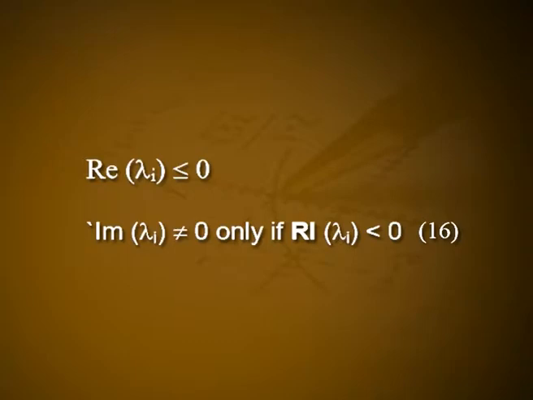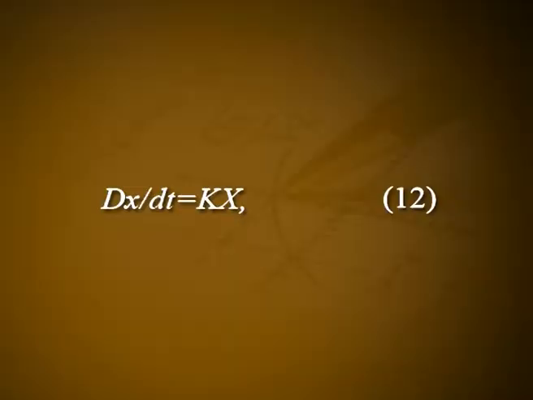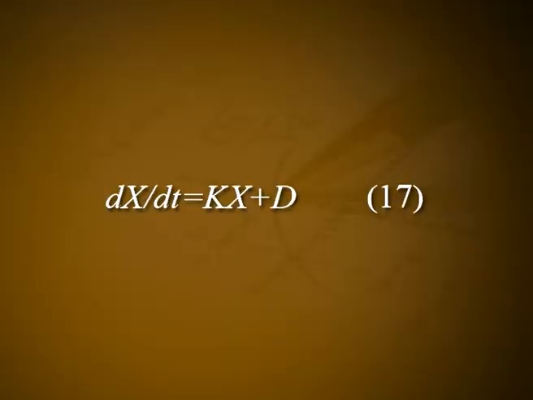If the drug is injected at a constant rate given by the column vector D with components d_1, d_2, up to d_n, equation 12 becomes dx by dt is equal to K x plus D. Equations 12 and 17 constitute the basic equations for the analysis of drug distribution in the n compartment system.